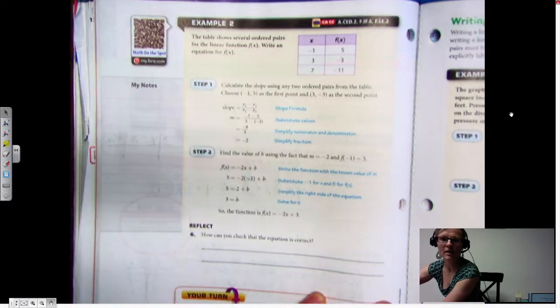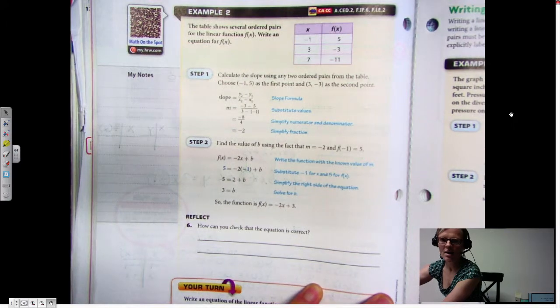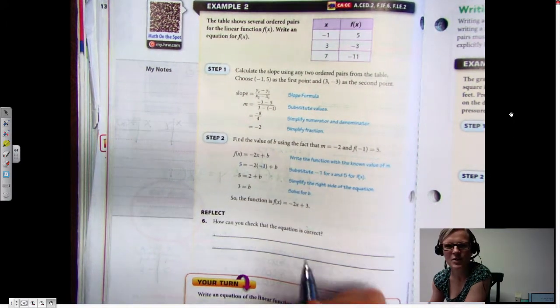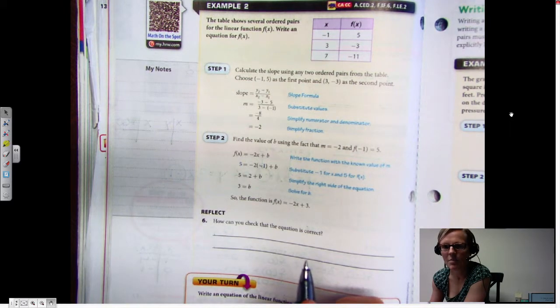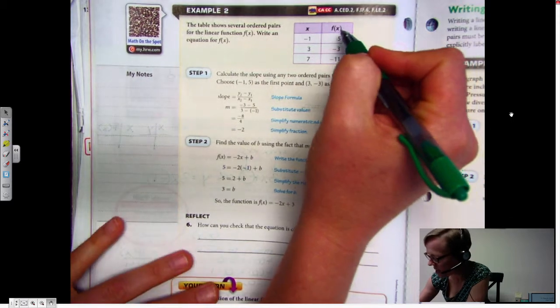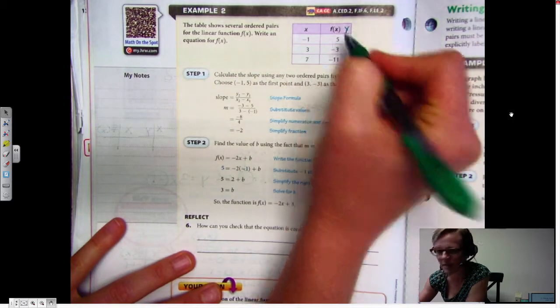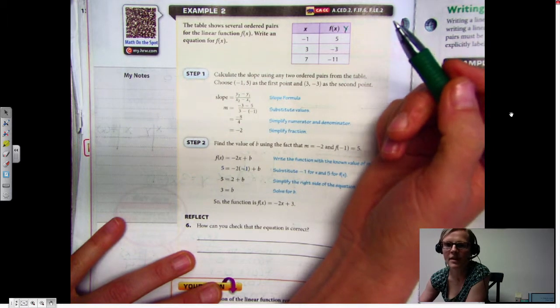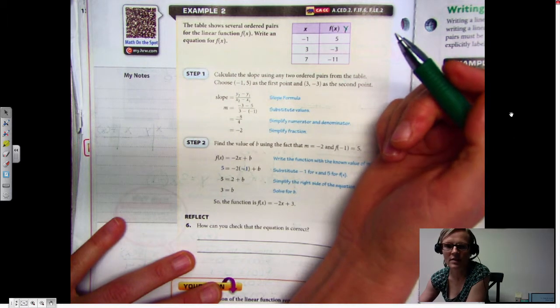So now they aren't just giving us the information so easily. They give us a table of values, again, the x and the f of x. The f of x might as well just be the y value. That's the same thing. So it's still like an xy chart. The table shows several ordered pairs for the linear function f of x. Write an equation for f of x.